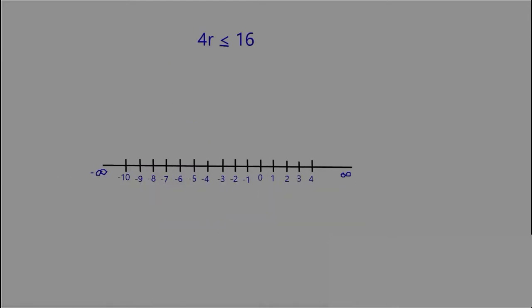For this one, we have 4 times r less than or equals 16. To get r by itself, we divide 4 throughout the equation. 4r divided by 4 cancels to give just r. 16 divided by 4 equals 4. So r is less than or equal to 4.